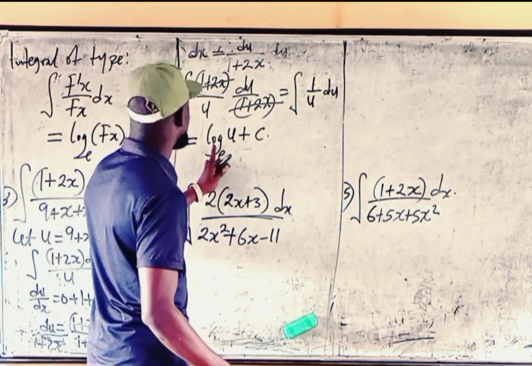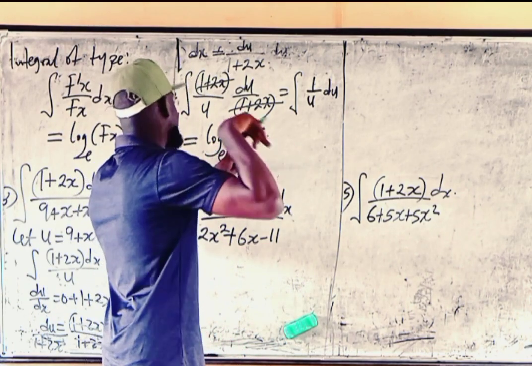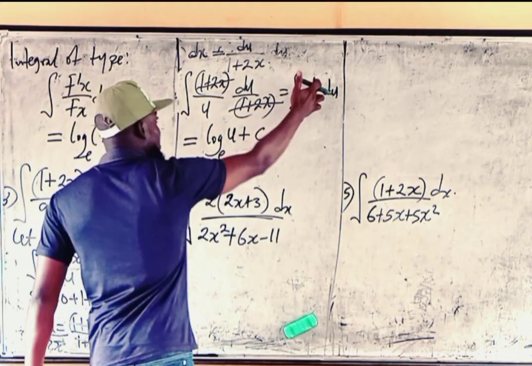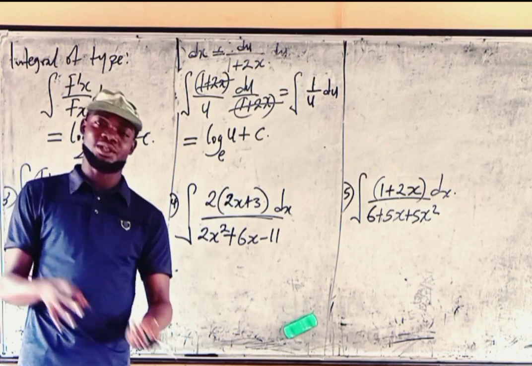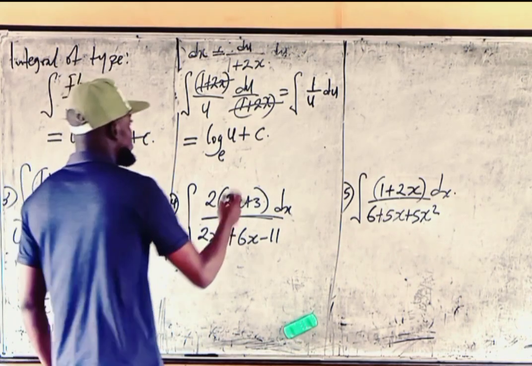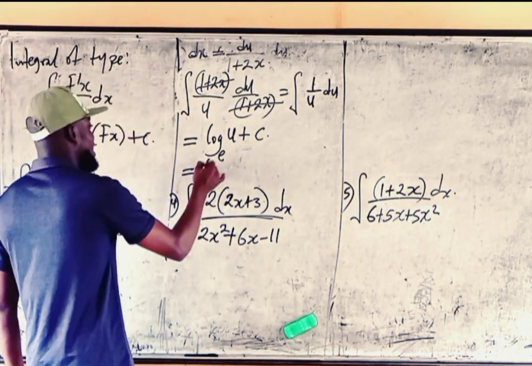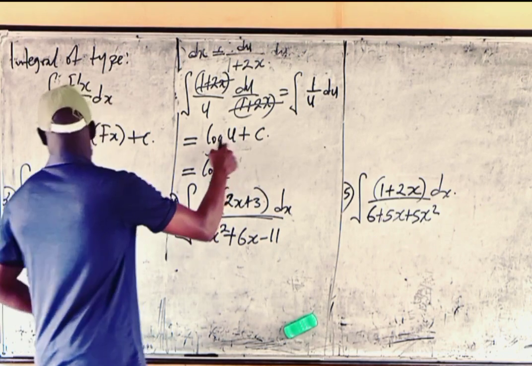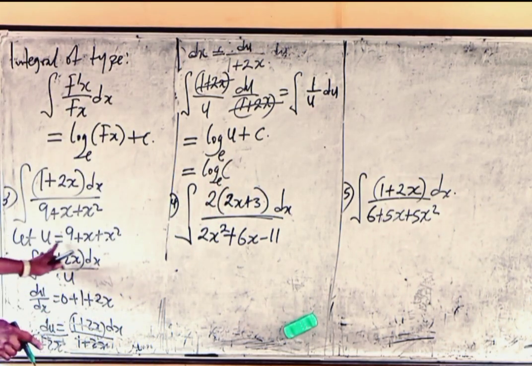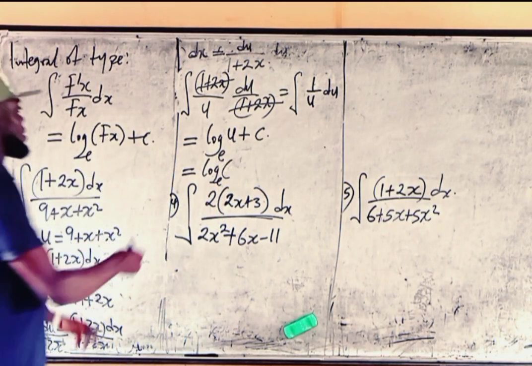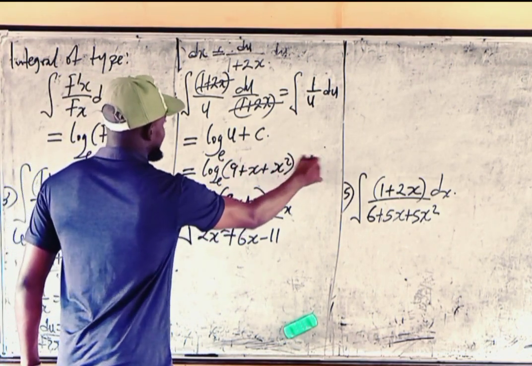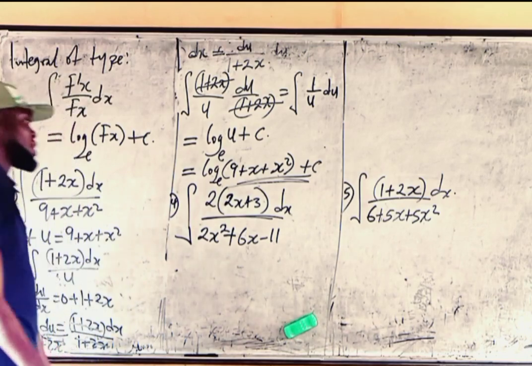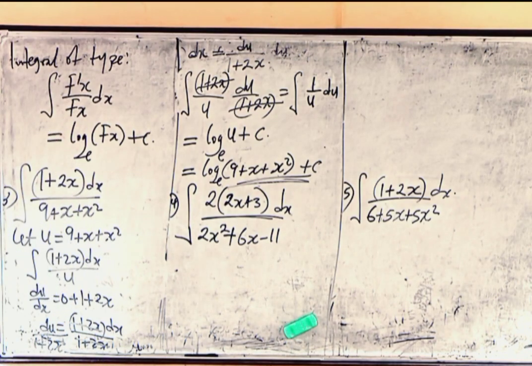Why? Because if I differentiate log u with respect to u to base e, the answer will be 1 over u. So we already said integration is anti-differentiation. So that's how it is. So from here, now I have log e. What is u? u is 9 plus x plus x squared. So log e of 9 plus x plus x squared plus c is what you are going to have as a final answer.